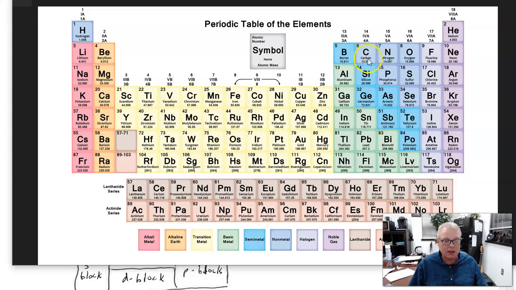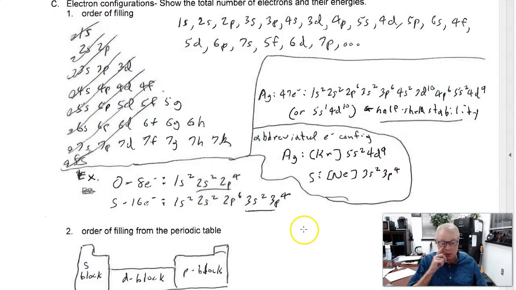All right. Follow the order I gave you on the test, on your homework. You're going to be just fine. But if you see something that's a little weird and doesn't go exactly according to plan, it's probably that half-shell stability thing. So I just mentioned that in case you happen to run into that somewhere along the way. Okay?